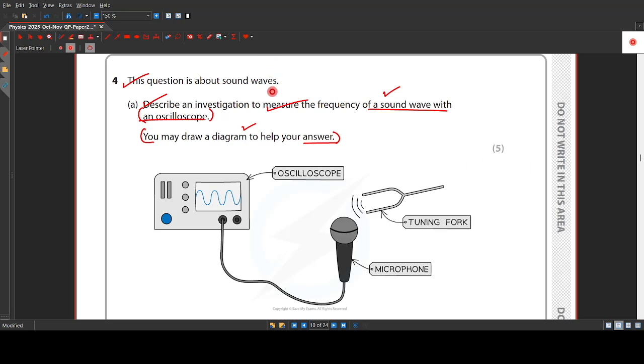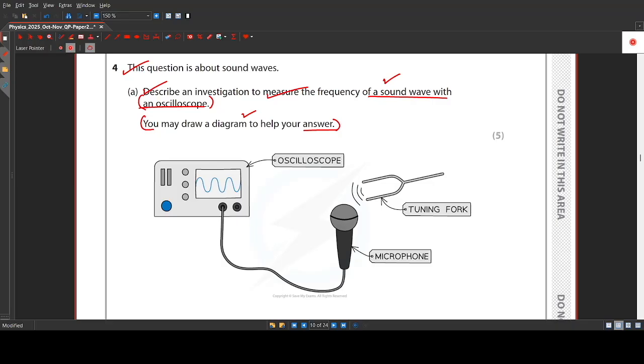Okay, in this question, you have been asked to measure the frequency of a sound wave by means of an oscilloscope, and they have told us that we can draw a diagram to help us write our answer. Now, drawing a diagram is not compulsory, but I still brought a diagram from my exams in order to help you understand. So as you can see, we have got an oscilloscope over here, which is connected to a microphone, and the microphone is placed close to a tuning fork, which is creating the sound waves. Now, the sound waves are detected by the microphone, and the oscilloscope generates the signals, and we can see the signals on the oscilloscope screen.